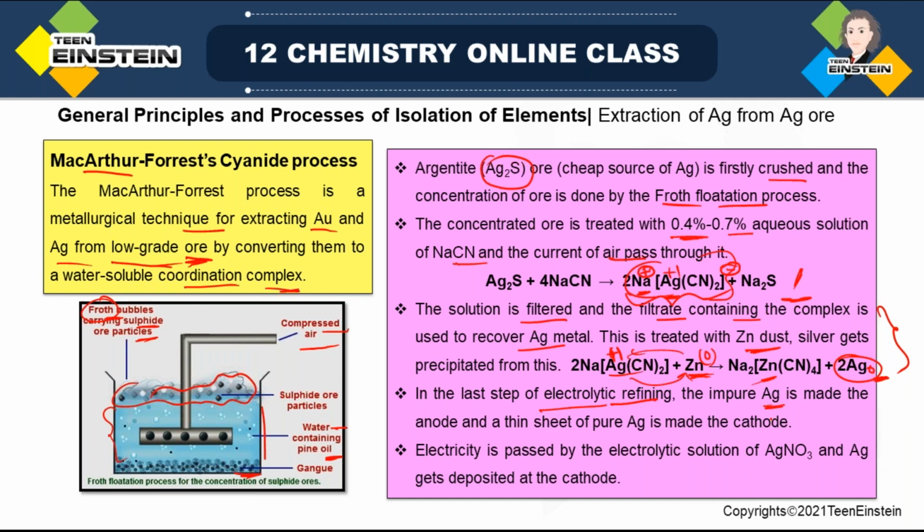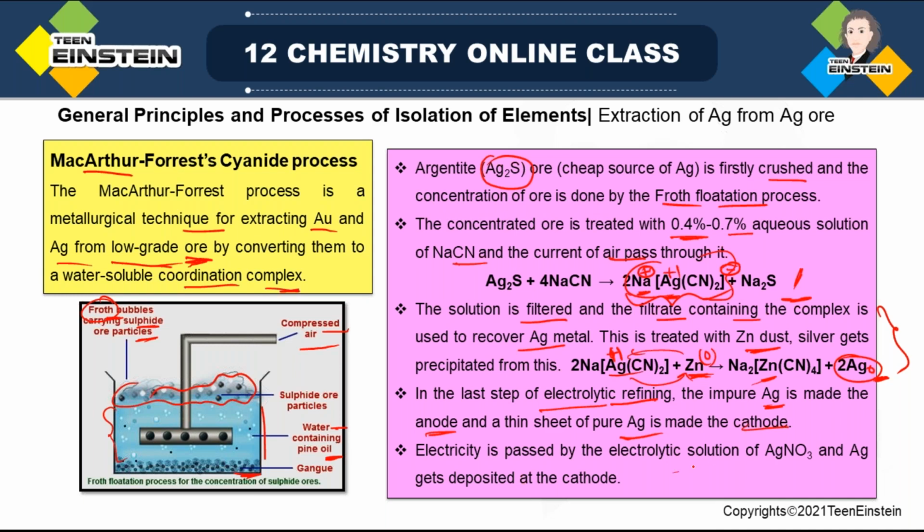Here the impure silver is made the anode. That means in place of the anode you will take impure silver, and a thin sheet of pure silver will be taken as cathode. Remember, in the case of zinc we have done the same thing. So this is common, except aluminium. In all the cases, always the pure metal is taken as cathode and the impure metal is taken as anode.